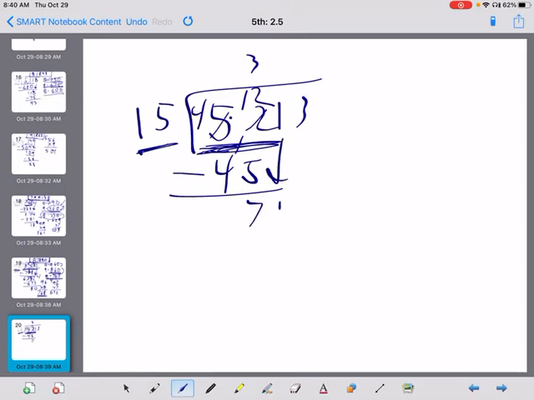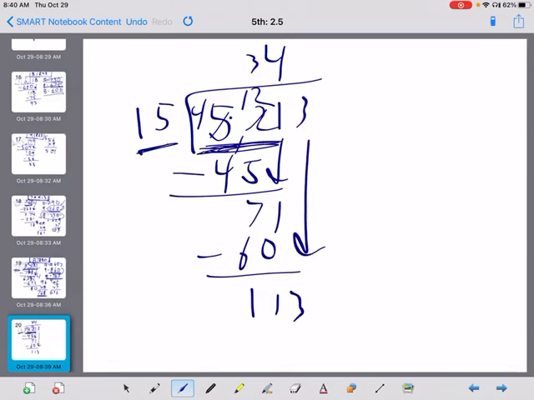Gotta drop down the 1. 15 goes into 71. Well, think again. 15, 30, 45, 60, 75 would be 5 times. That's too much, so we got to do 4. 4 times 15 is 60, and we get 11.